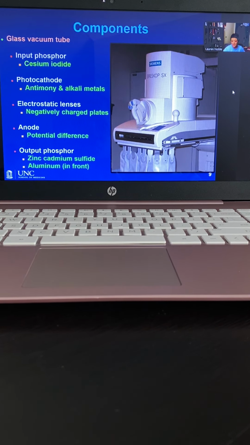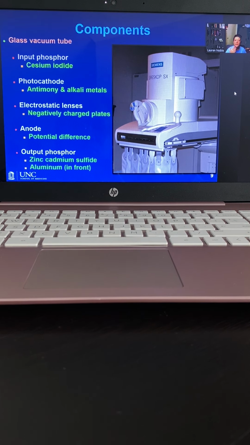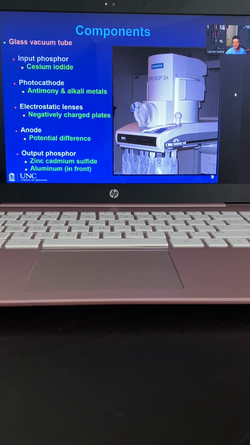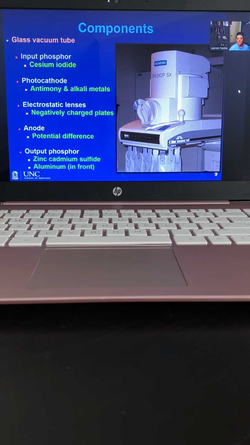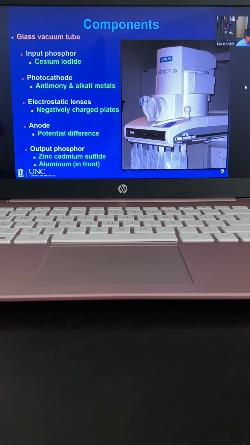That converts X-rays to light. Well, guess what the cesium iodide does in the fluoro tube? Same thing. It converts X-rays to light, okay?